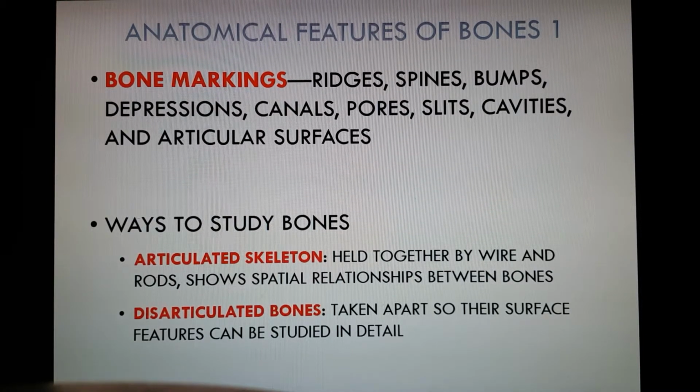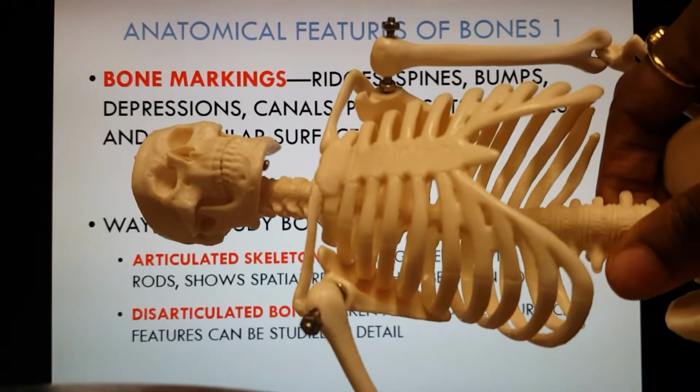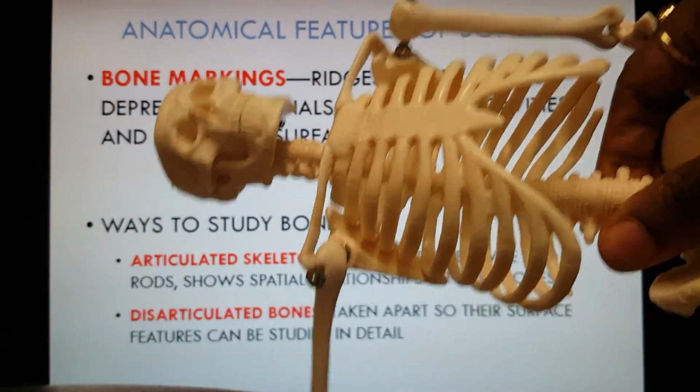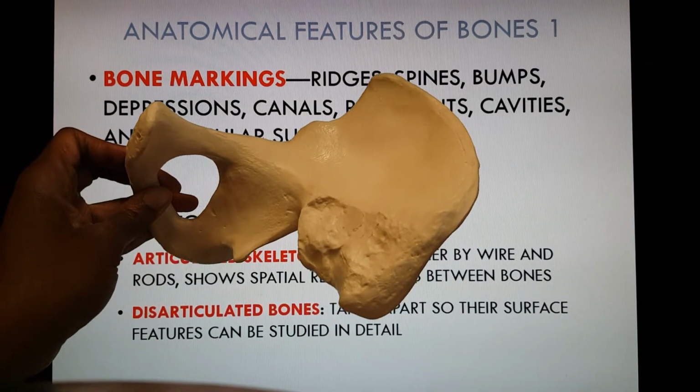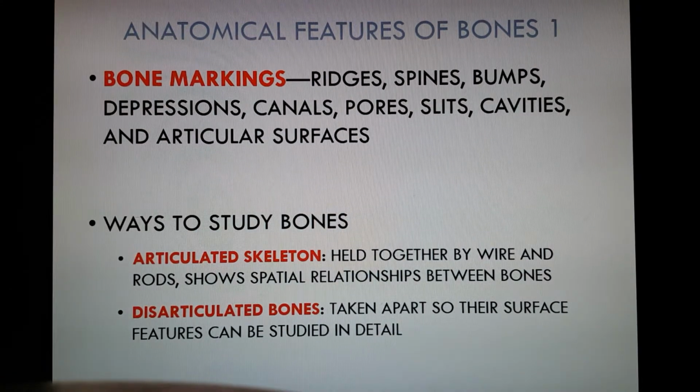So there's two different ways to study a bone. You can do it through an articulated skeleton, like this guy, where all the bones are stuck together so you can actually see their relationships with each other. The other way is through a disarticulated skeleton, where the skeleton is in separate parts. Of course, we have our disarticulated skeleton inside in the lab. It's going to be placed out.